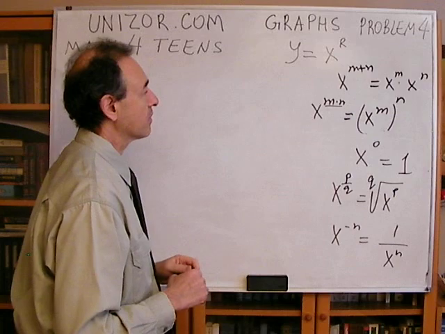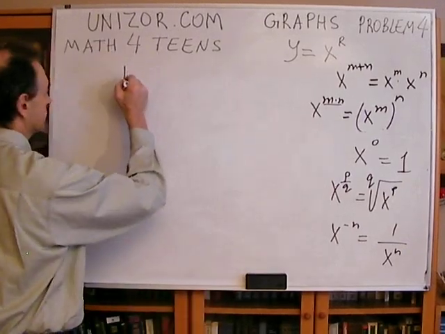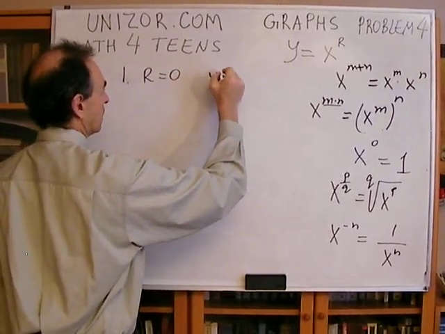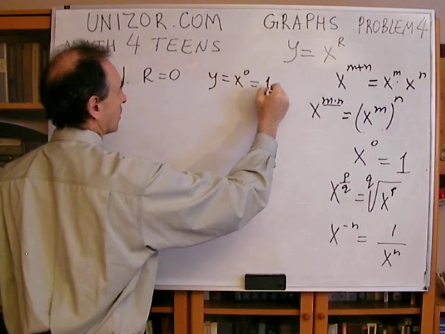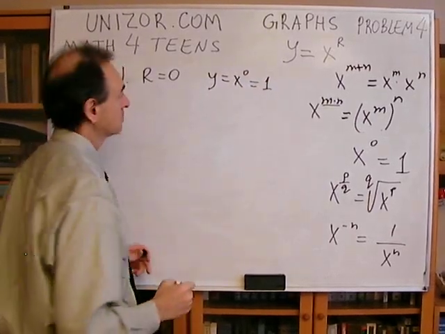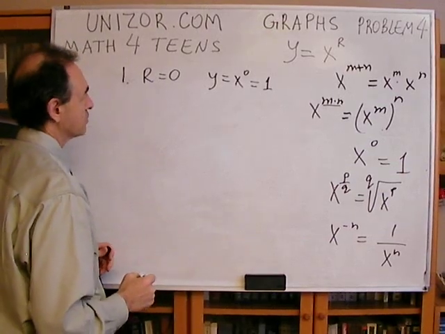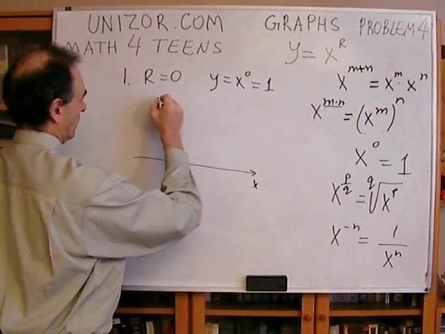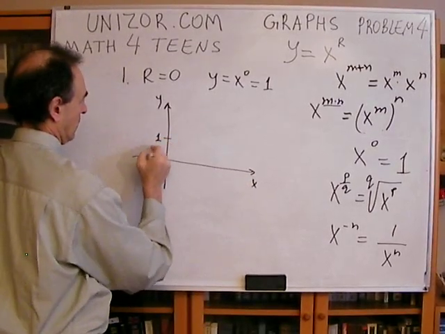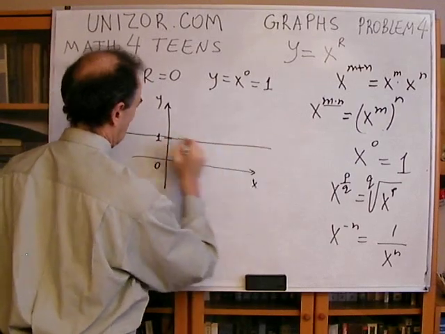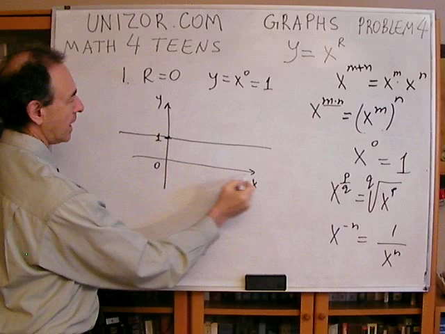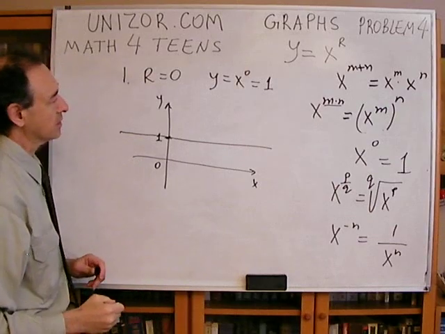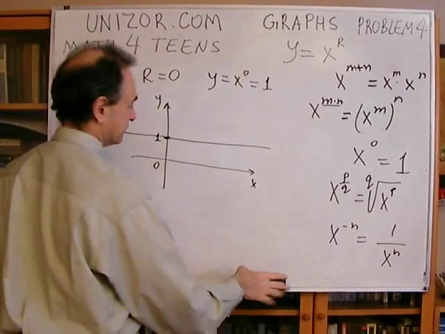Well, let's start from the very, very simple thing. First, r is equal to 0. So we have y equals x to the power of 0. But we know that this is always 1, right? X to the power of 0 is always 1, which means that the graph will be this. It goes through the point 1. So for any x, the function takes the value of 1. So the graph will be this horizontal line. Okay, that's it, solved.